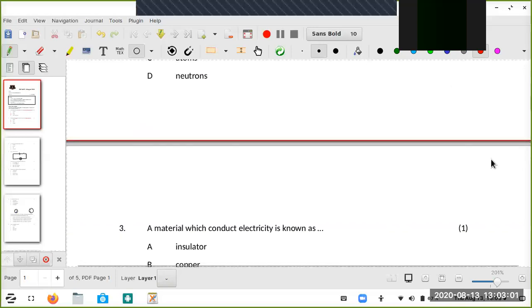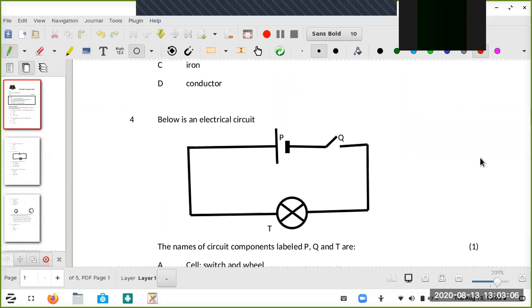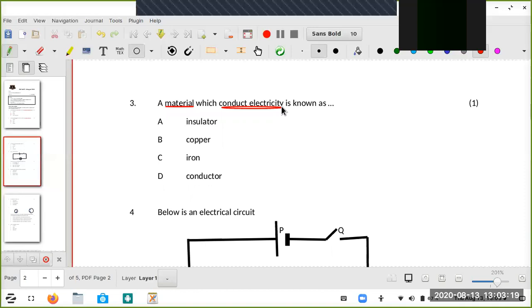Then we move on to number 3. The material which conducts electricity. So we are looking at a material which conducts electricity. We have A, insulator. An insulator is a material that does not conduct electricity, which means A is out. Then B, we've got copper. Copper is a material that conducts electricity.